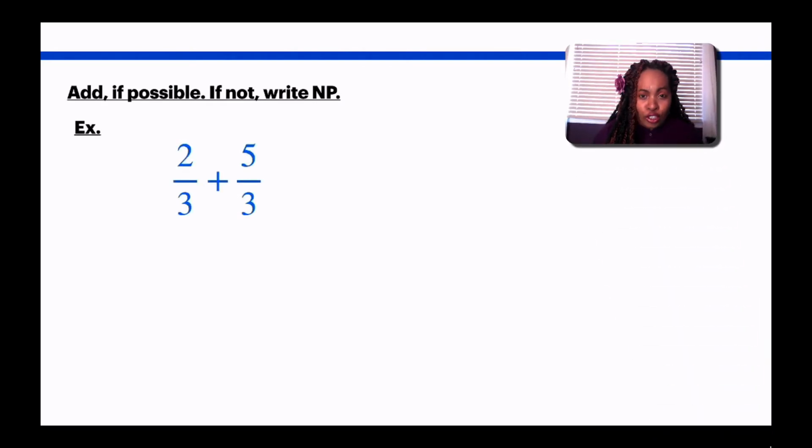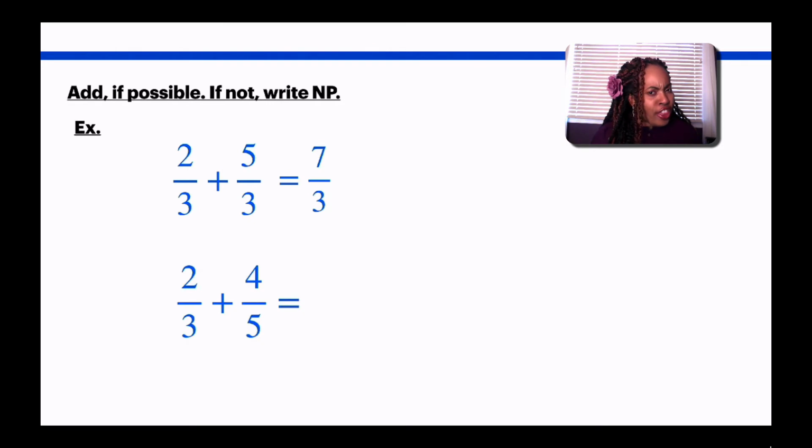2/3 plus 5/3. Are those the same things? Thirds plus thirds. Yes, they are the same things. So if we add those two up, 2 plus 5 is 7. So our full answer is 7/3. And now what about this example here? We have 2/3 plus 4/5. What are the things? Those things are thirds and fifths. Do those add up? No, they don't add up because they aren't the same things. It just doesn't work. It's not possible, okay?